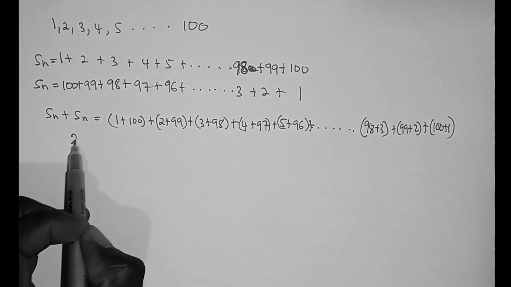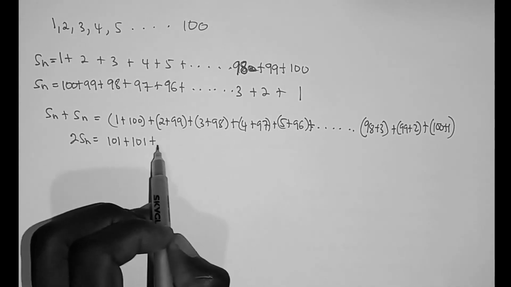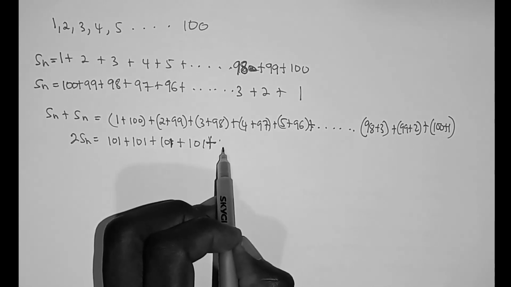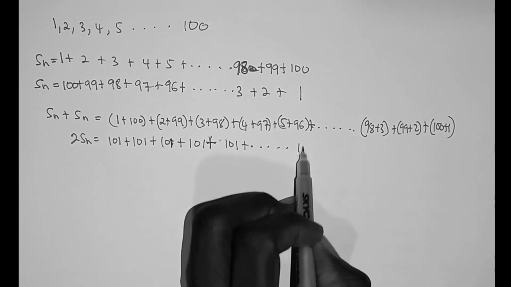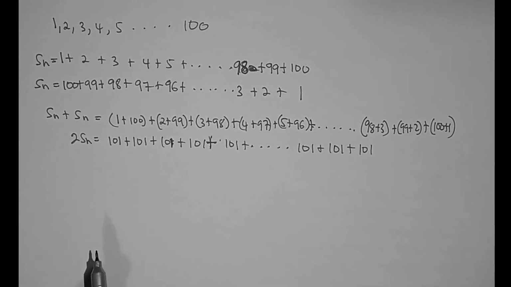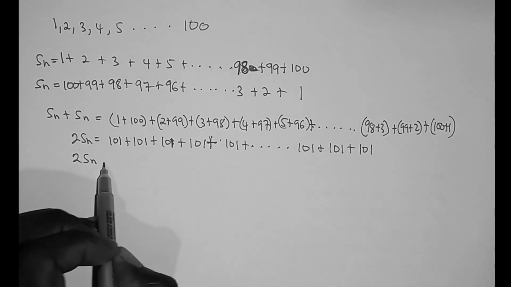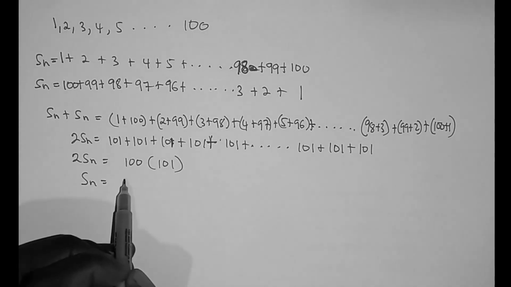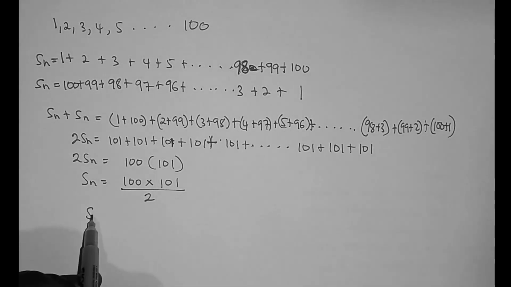So Sn plus Sn is 2Sn, which is equal to 1 plus 100 is 101, plus 2 plus 99 is 101, plus 3 plus 98 is 101, and plus 4 plus 97 is also 101, plus 5 plus 96 is 101, plus up to 98 plus 3 is also 101, plus 99 plus 2 is 101, and plus 100 plus 1 is 101. So you can see that it is 101 which keeps repeating itself 100 times, and therefore 2Sn is equal to 100 times 101. So Sn is equal to 100 times 101 divided by 2, and then this is equal to 5050.